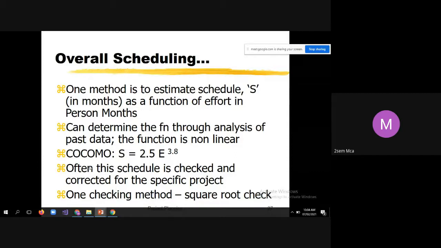Then often this schedule is checked and corrected for the specific project. Even after calculating the schedule, it has to be reviewed once again. Checked means it has to go through reviews to ensure that it is correct for the specific project. One checking method is the square root check. There is a technique to check this value for its correctness, and the name of the technique is square root check.